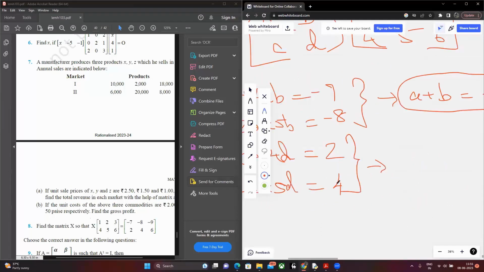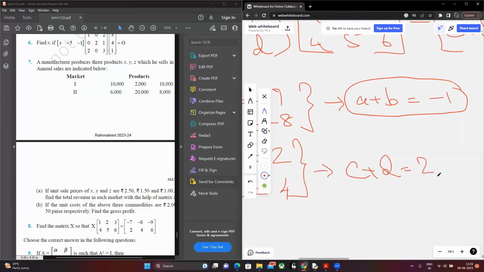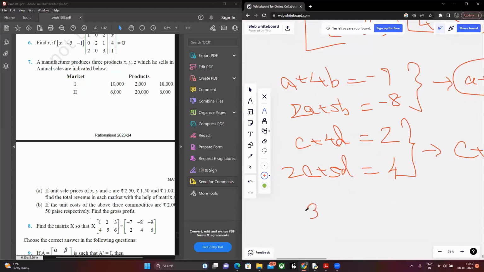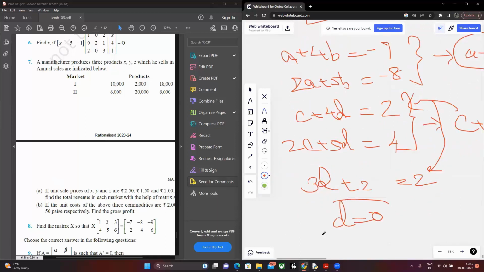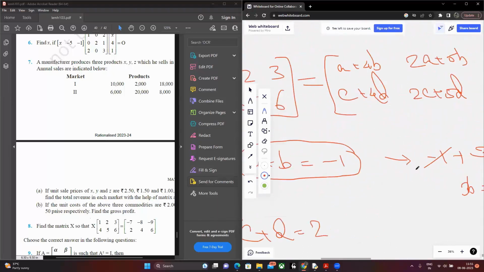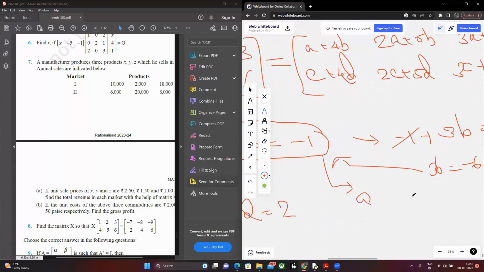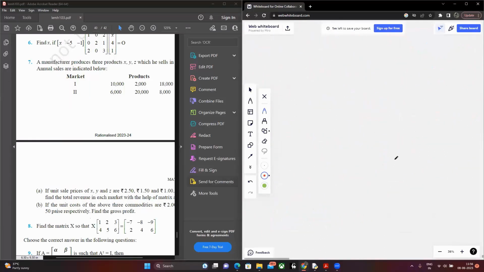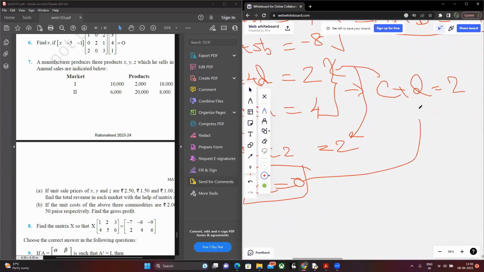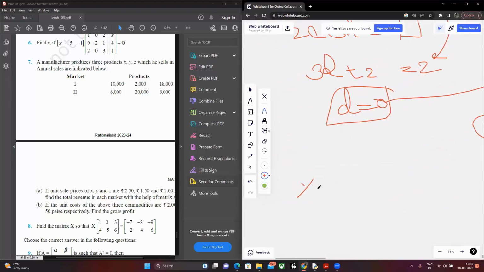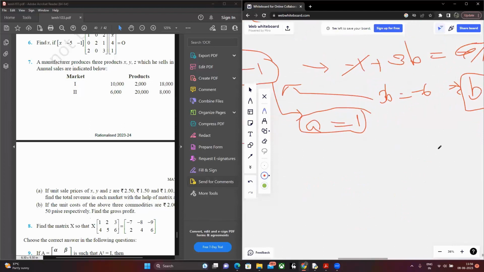And from these two, we basically get C plus D is equal to 2, which means that 3D plus 2 is equal to 2. Therefore, D is 0. Since B is minus 2, plugging this value over here, I basically get A is equal to 1. And since D is 0, plugging this value over here, I get C is equal to 2. Therefore, X is 1, minus 2, 2, 0.